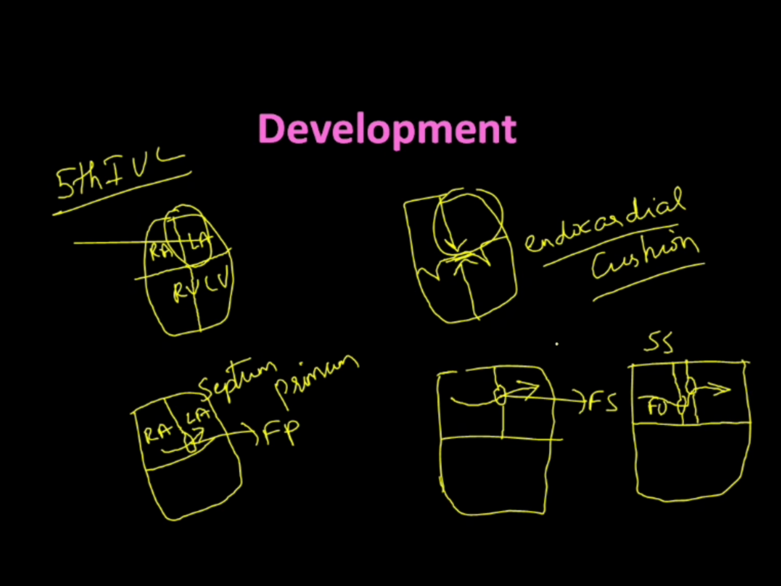Now why does communication happen from right to left? Because in intrauterine life, the pressure in the right atrium is a little higher than that in the left atrium. So blood moves from right to left. But once the baby is born, the pressure in the left atrium is going to increase. Now when the pressure in the left atrium increases, it is going to allow the blood to move from left to right side. So this is what is going to happen.